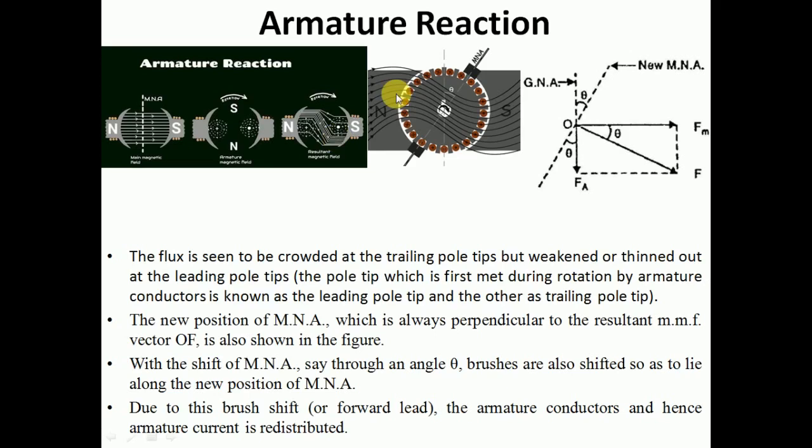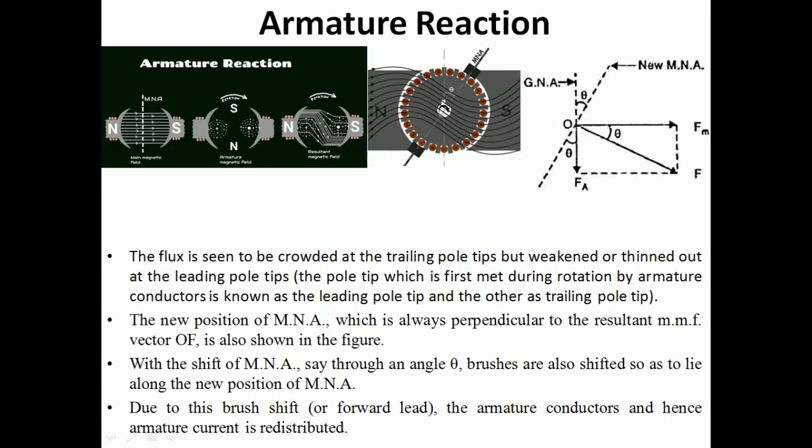So I can say, due to the effect of this armature reaction, there occurs a crowding of flux lines at the trailing pole tips. These two are the trailing pole tips. This is the trailing pole tip of the north pole and this is the trailing pole tip of the south pole. And there occurs weakening of flux lines at the leading pole tips. This is the leading pole tip of the south pole and this is the leading pole tip of the north pole.